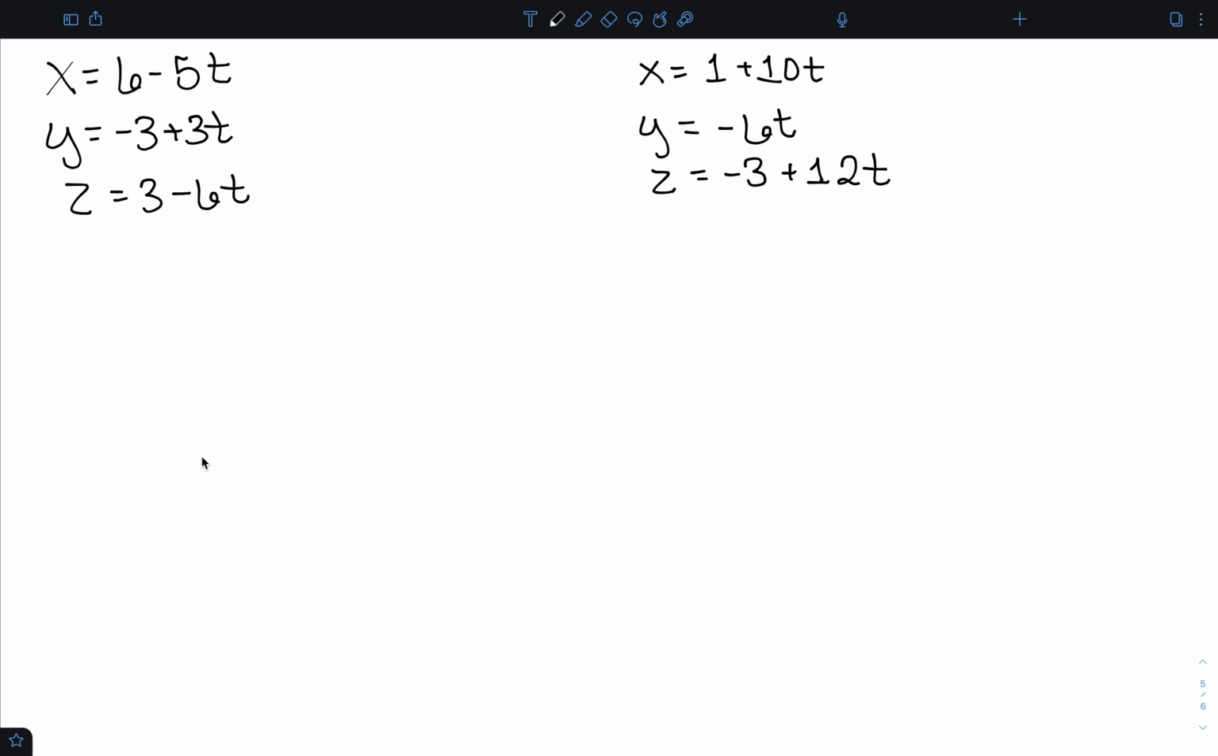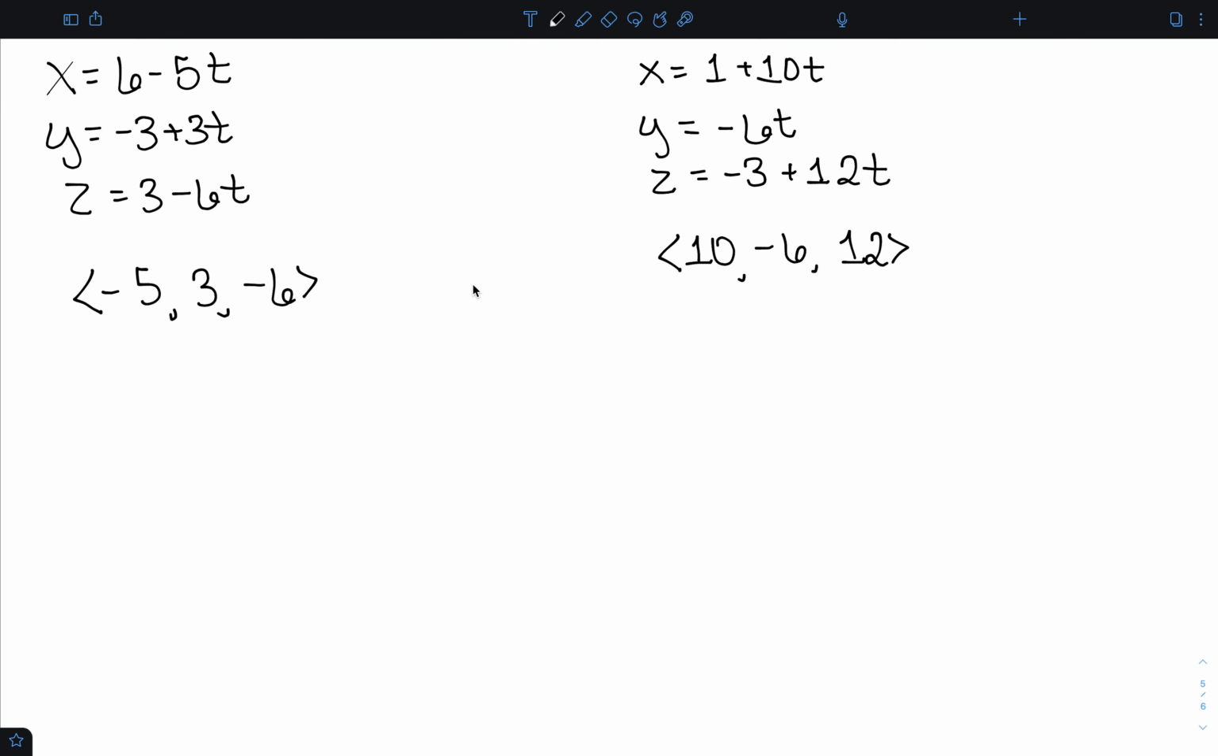Let's consider these two lines. 6 minus 5t for x, y is -3 plus 3t, and z is 3 minus 6t. My second line, x is 1 plus 10t, y is -6t, and z is -3 plus 12t. The direction comes from the coefficients of t, since the general form of a line is point plus t times direction. So the direction of this first line would be -5, 3, -6. The direction of the second line would be 10, -6, 12.